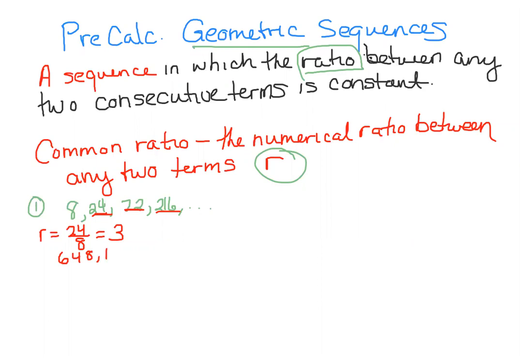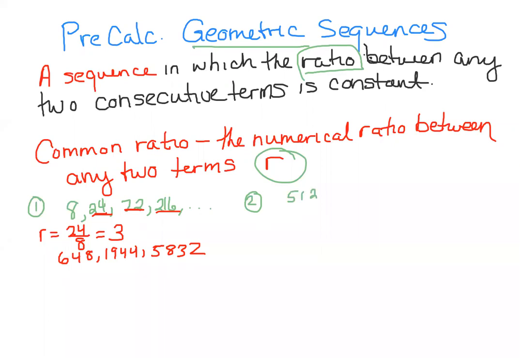648, 1,944, and 5,832. Now you can see that in a geometric sequence, it goes up way faster than in arithmetic. So that's going to give you a clue when you look at them and you have to decide if they are arithmetic or geometric. So let's look at number 2.